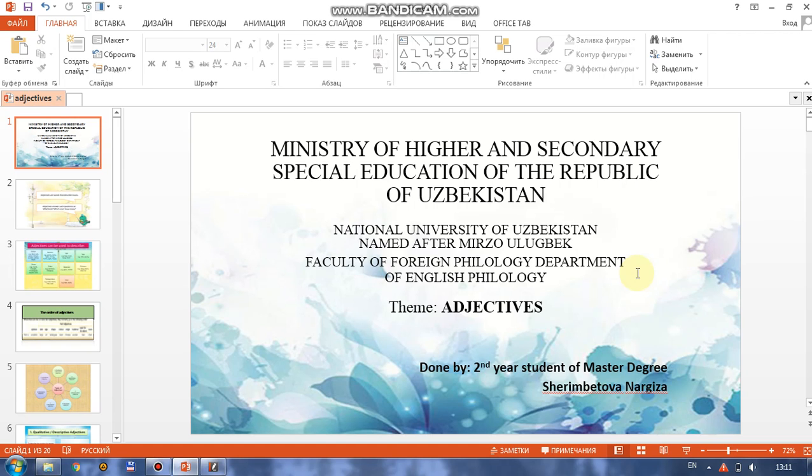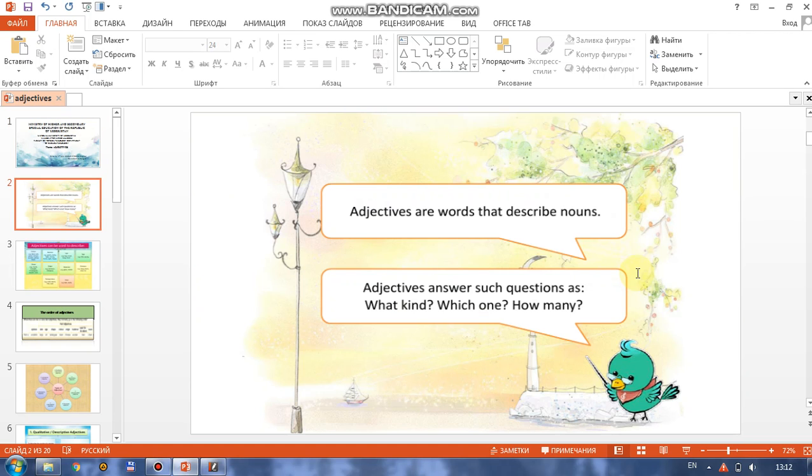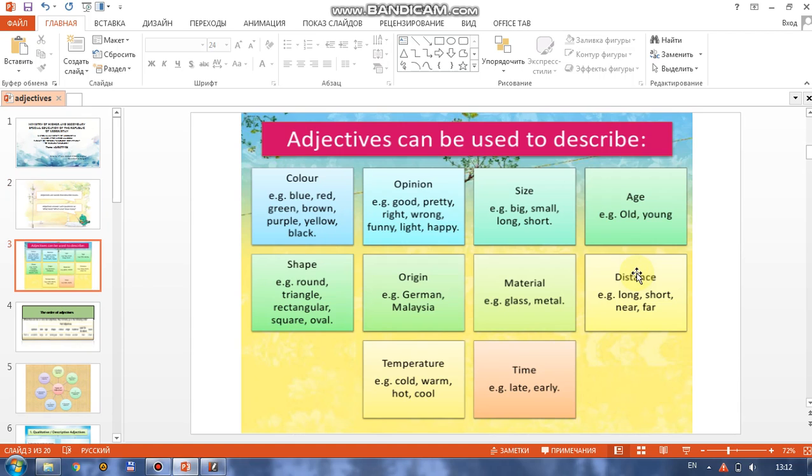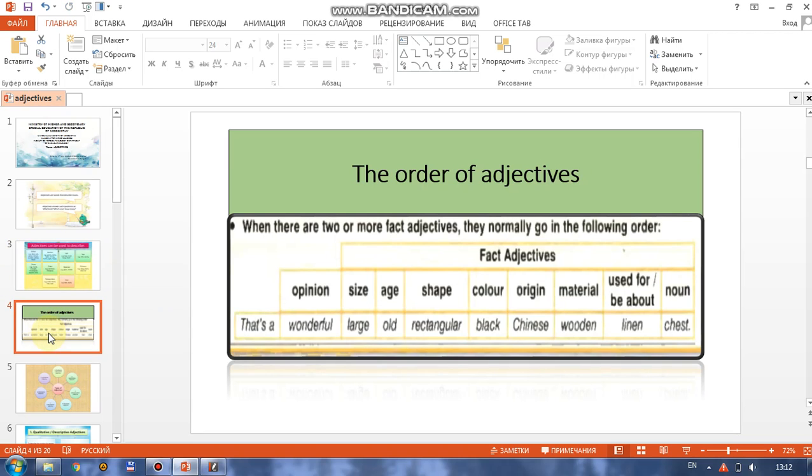First of all, let's see what an adjective is. Adjectives are words that describe nouns and tell us what the noun is like. They answer the questions what kind, which one, how many. Adjectives can be used to describe the color, opinion, size, age, shape, origin, material, distance, temperature, and time of nouns. And it has a spatial order.